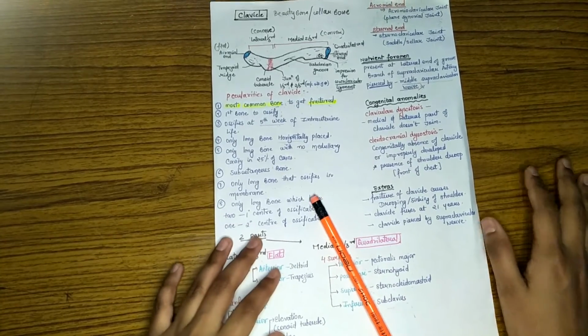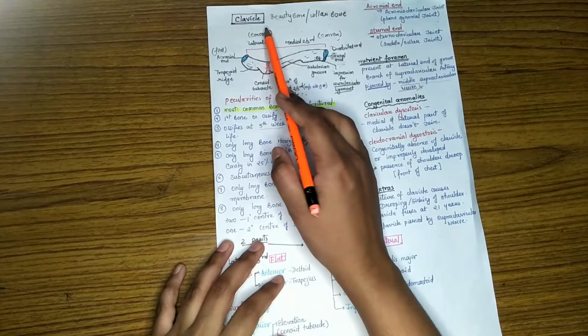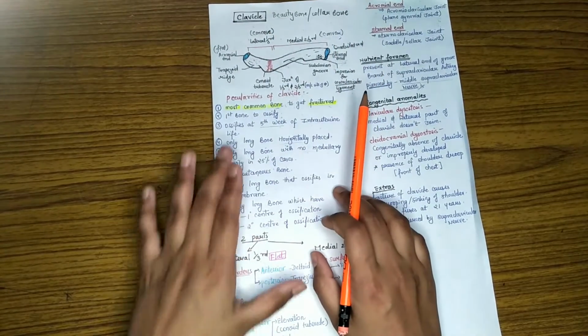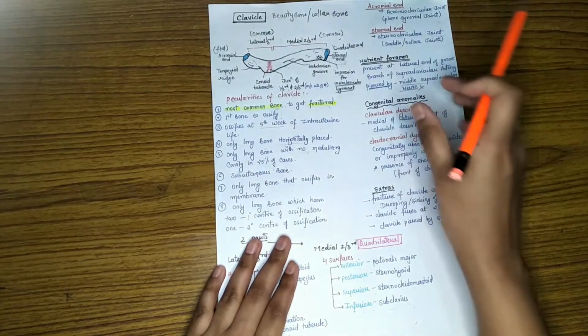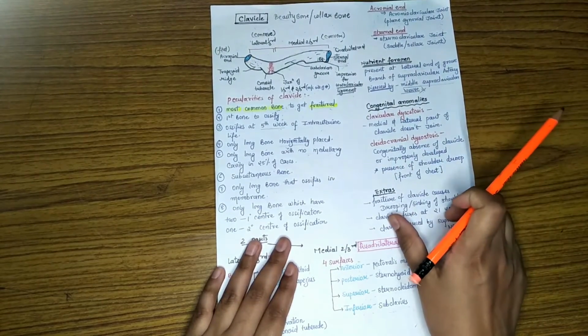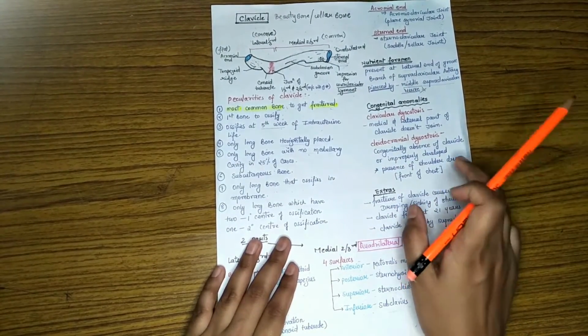So in this video I'll be talking about the clavicle bone, and we will cover peculiarities of the clavicle, parts of the clavicle, nutrient foramen, congenital anomalies, and some extra points. And I'm sorry for the background noise in advance.